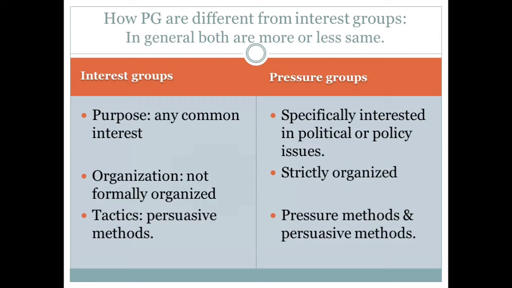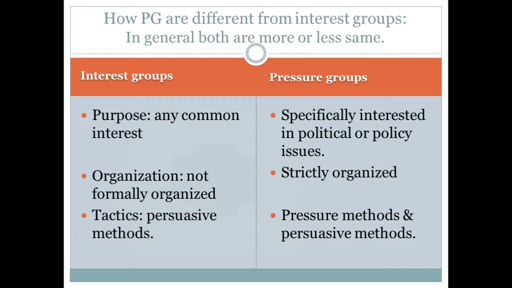Now let's come to some differences. In the purpose, interest groups, as already discussed, go for the common interest, and pressure groups are specifically interested in political or policy issues. Second is organization. Interest groups are not formally organized, whereas pressure groups are strictly organized. Third is tactics. Interest groups generally use persuasive methods, petition, prayer, whereas pressure groups use both persuasive as well as pressure methods. So they will persuade, and they will also pressurize. They pressurize in a different way.